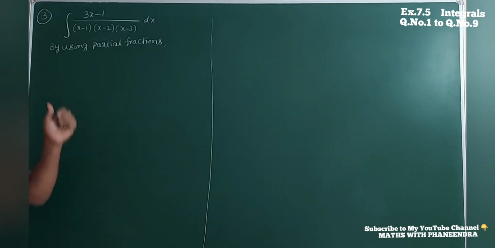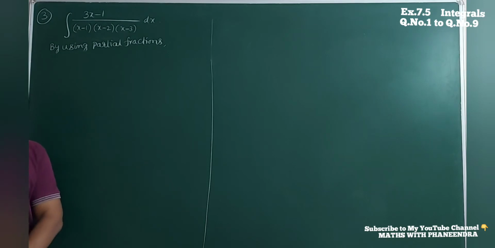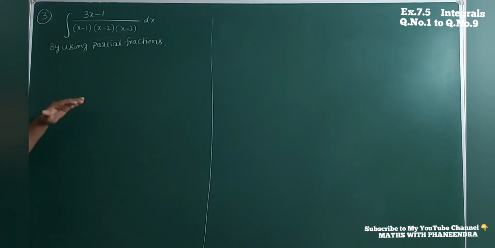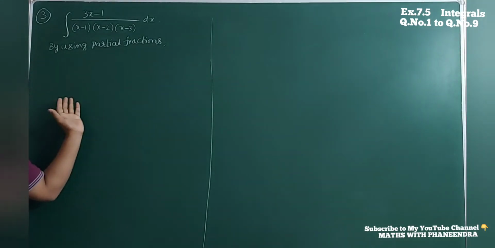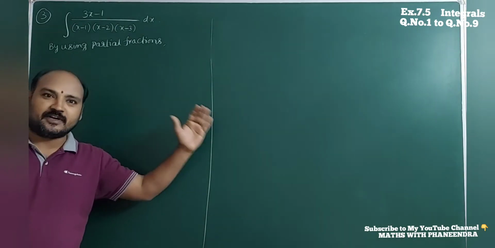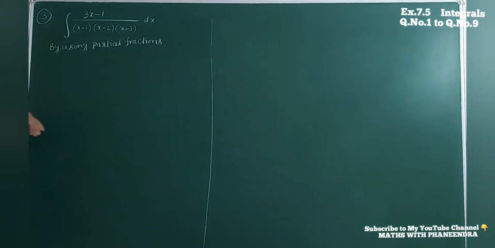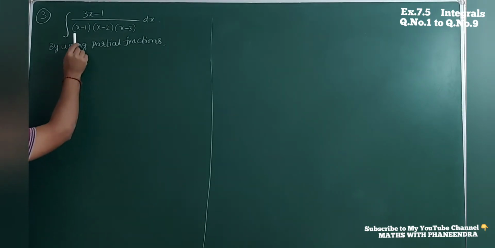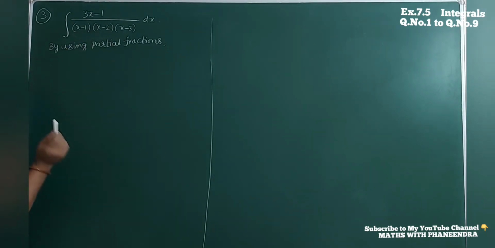Question number 3. Integral of (3x minus 1) by (x minus 1)(x minus 2)(x minus 3). In question number 1 and question number 2, we used the comparing method, that means comparing x coefficients, x square coefficients, and constant terms, as we discussed. Here we will go a different way. But this method will be applicable only whenever all the factors are linear.